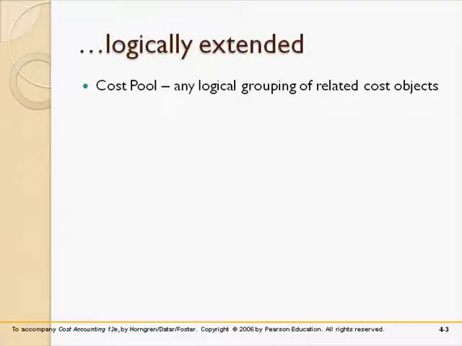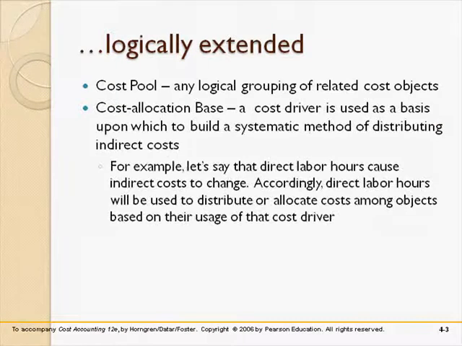Okay, a cost pool is any logical grouping of related cost objects. Okay, and a cost allocation base is a cost driver used as a basis upon which to build a systematic method of distributing indirect costs. So, for example, in the example we see on the screen, direct labor hours can cause indirect costs to change. Therefore, direct labor hours can be used to allocate costs among objects based on their usage of that cost driver. In this case, the cost driver is the direct labor hours.